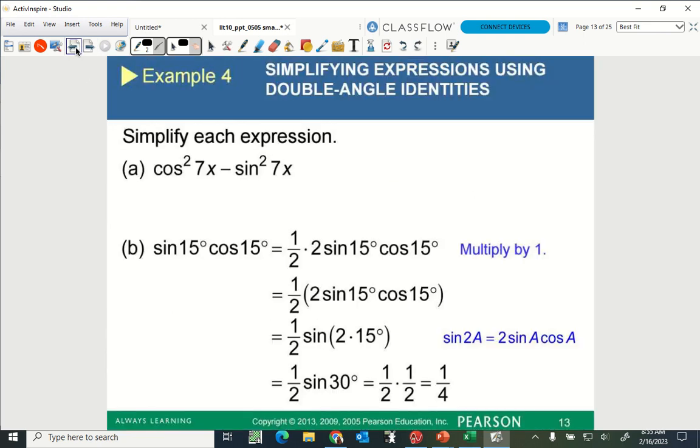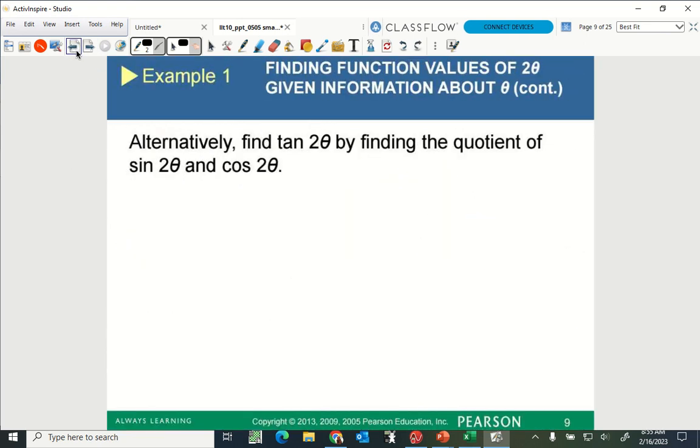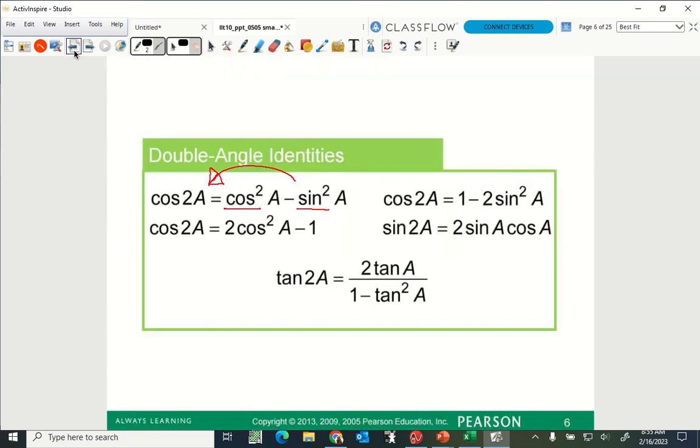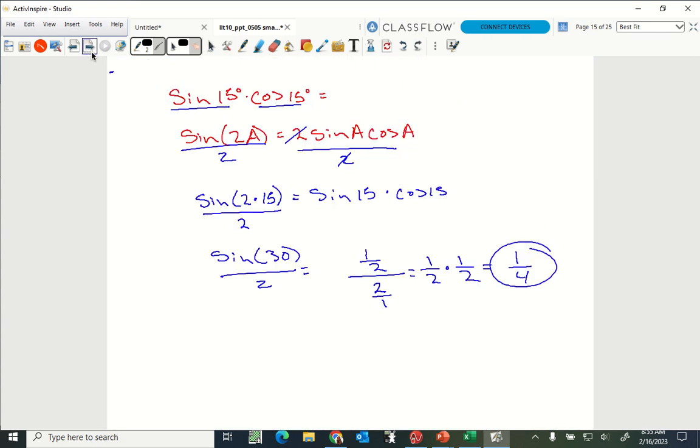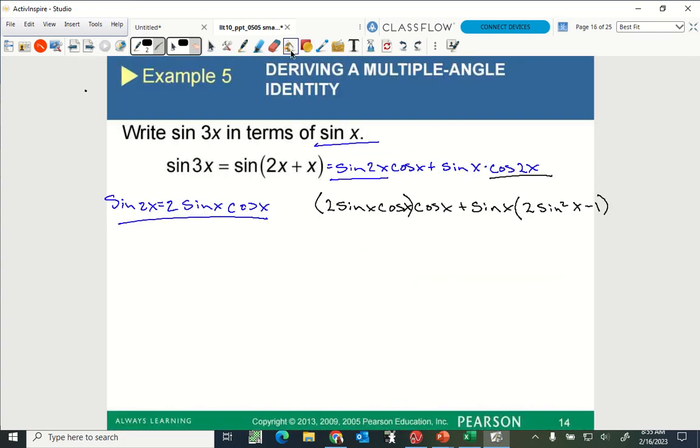Did I write that correctly? Nope. I wrote the wrong one. So 1 minus 2. There you go. Let me clean that up. So it's 1 minus 2. I always get those mixed up.